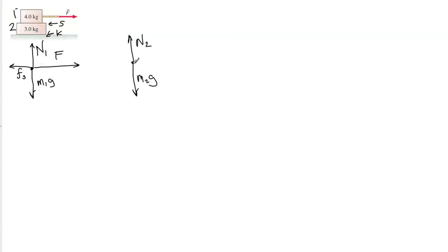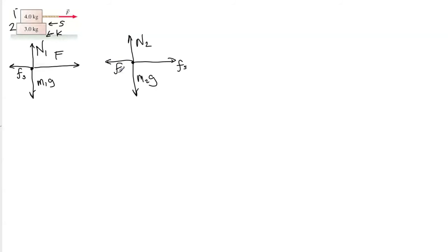So static friction is going to go to the right, which makes sense because it's an action-reaction pair with that one. So they should be pointing in opposite directions. Then we have kinetic friction going to the left. This is slowing the box down because of its interaction with the table.